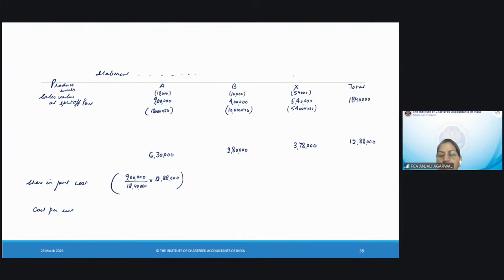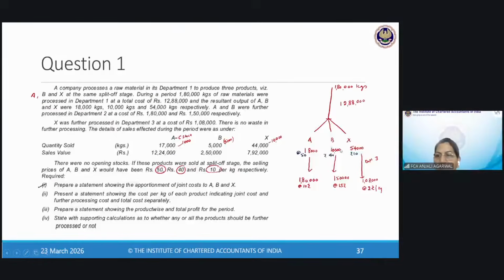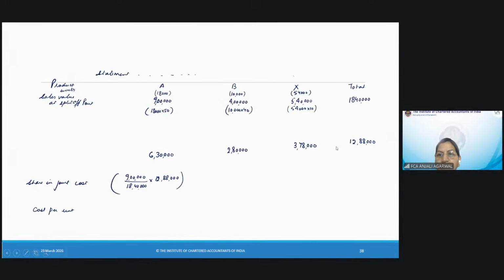And from here, you can see how physical measurement would have been absolutely wrong, because if physical measurement would have been used, you would have seen 18, 10, and 54. So entire cost would have been borne by X, whereas it appears that A is quite significant as it is selling for 50 and this is selling for only 10 rupees. So when you divide 3,78,000 by 54,000 units, the cost per unit of this product comes out to be 7 rupees.